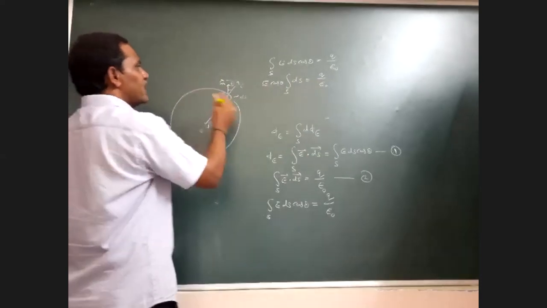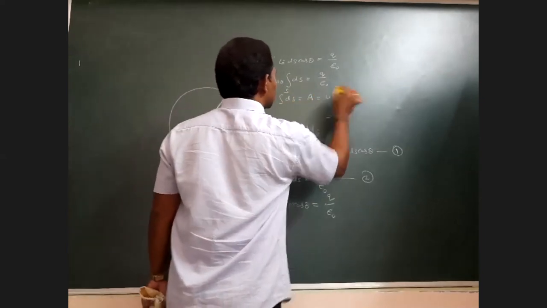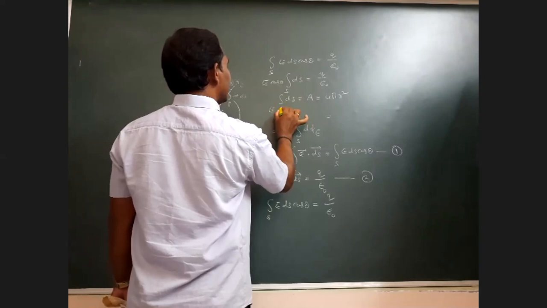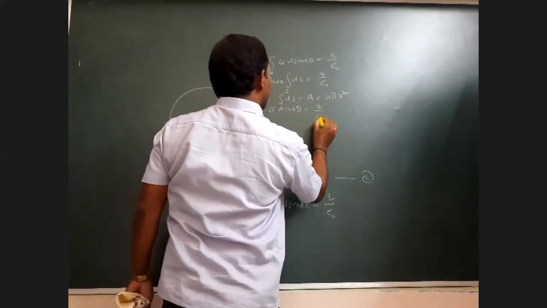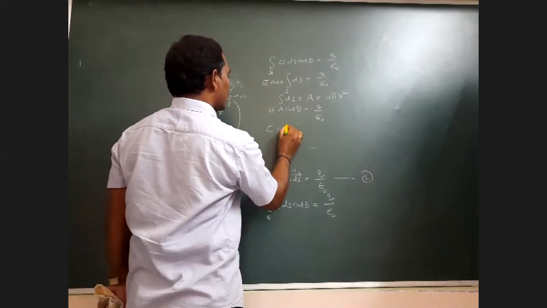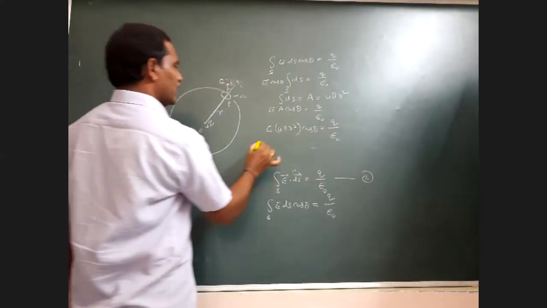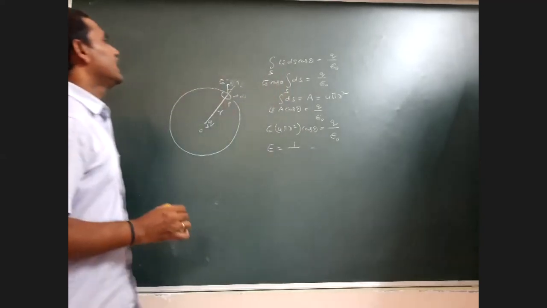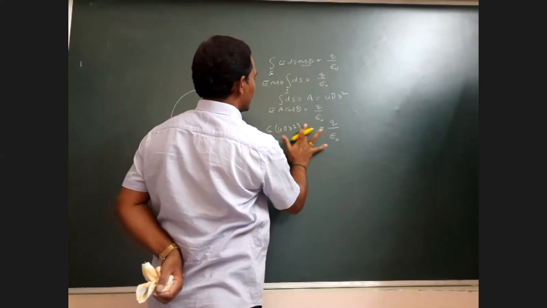By adding all these surface area elements, we get the total surface area. So the integral of ds is equal to the total area, that is the area of the spherical surface, 4 pi r square. Then EA cos theta is equal to Q by epsilon naught, that is E into 4 pi r square cos theta equals Q by epsilon naught. From this, E is equal to 1 by 4 pi epsilon naught. Here theta is 0, so remember that cos 0 is 1.